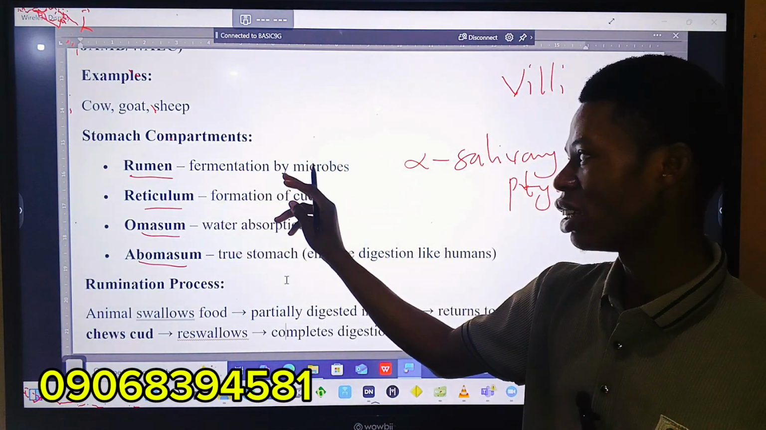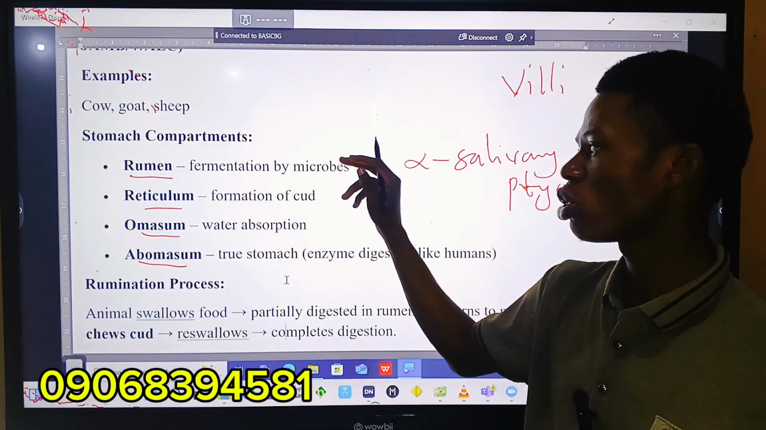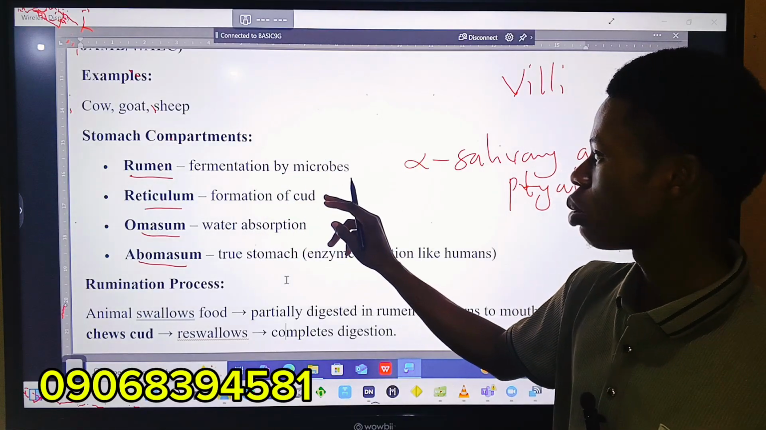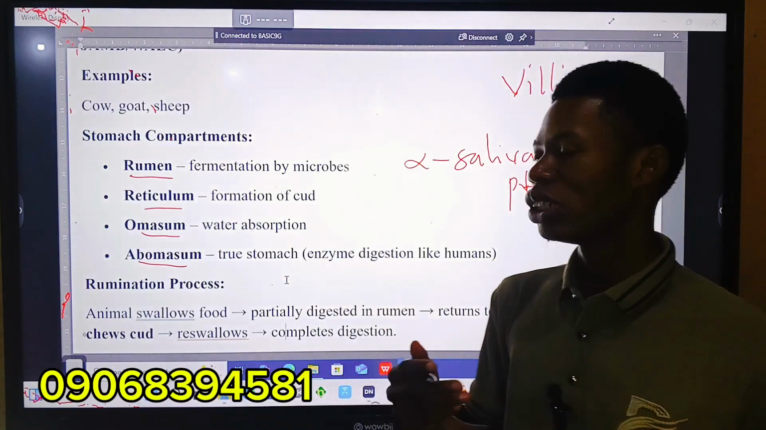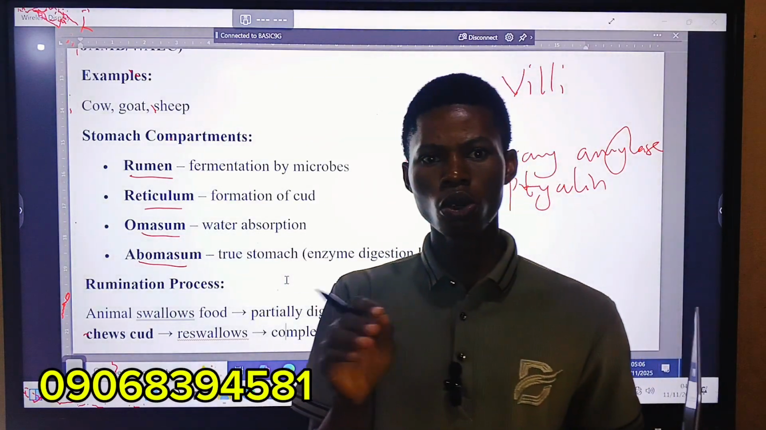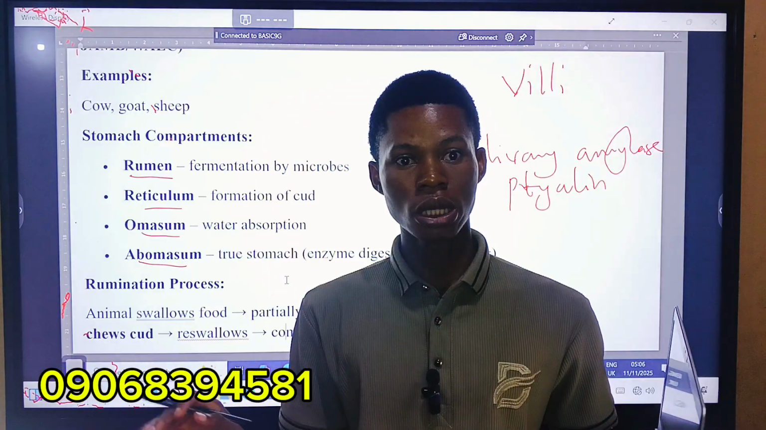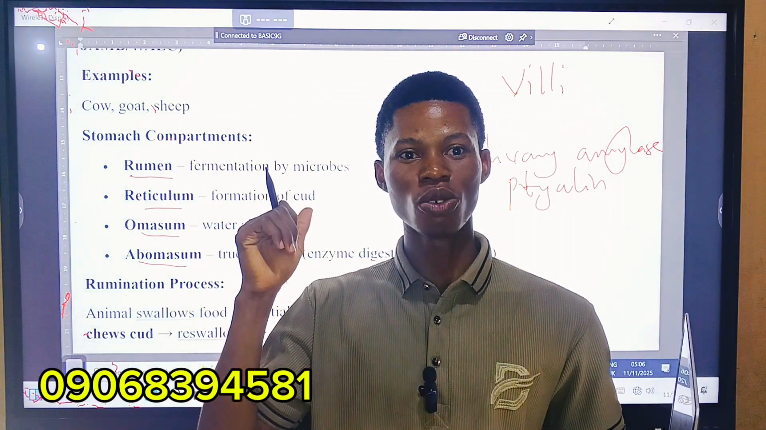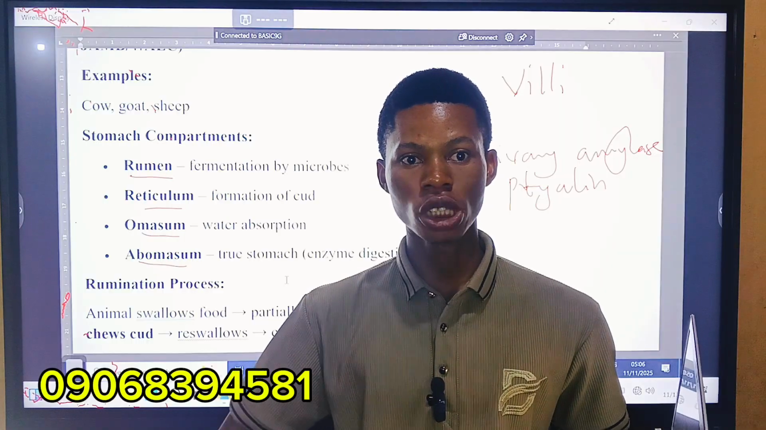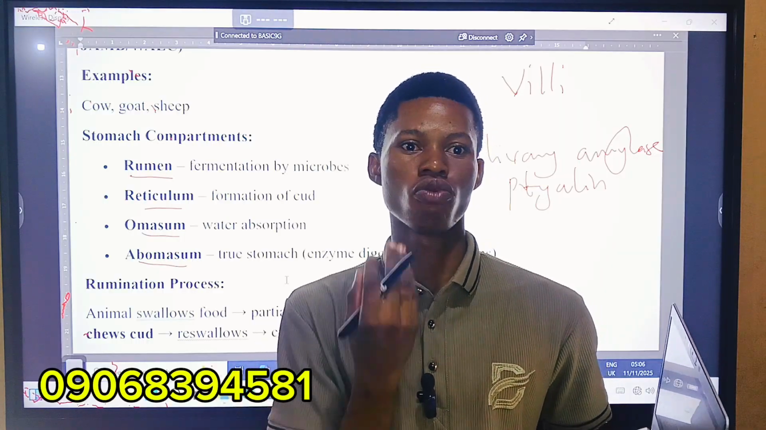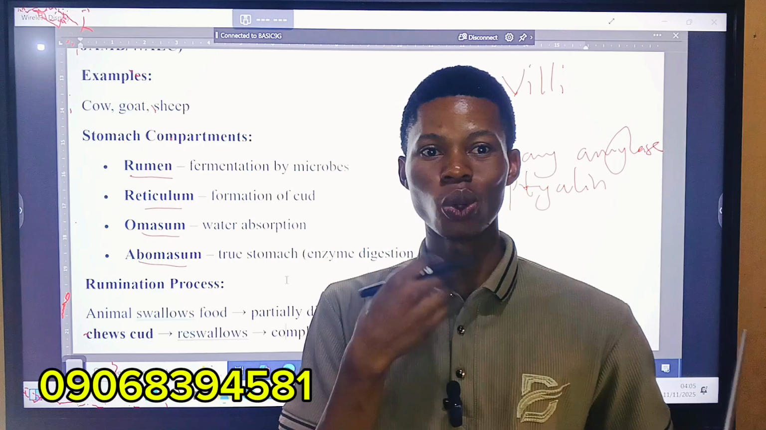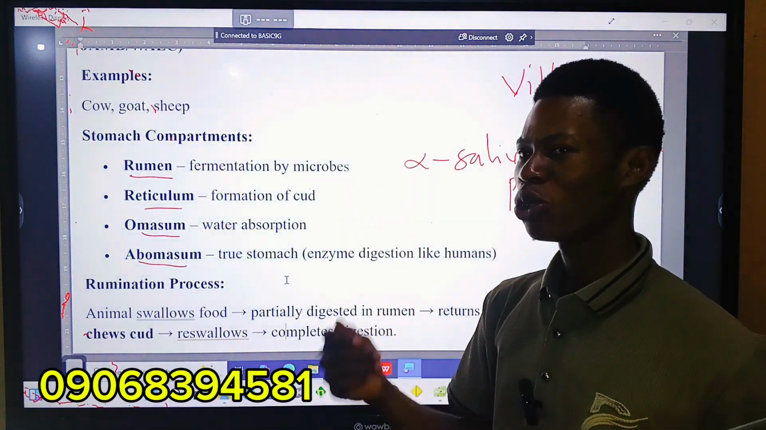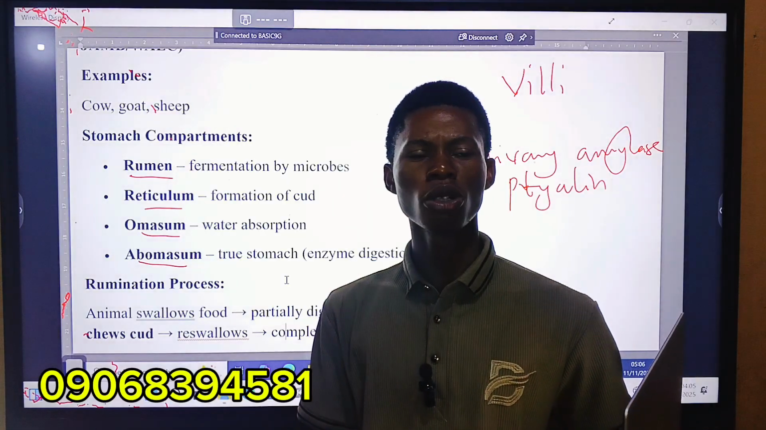In the rumen, there is fermentation by microbes, so microorganisms help in fermentation of food there. Then in the reticulum, there is chewing of cud. You can just imagine goats lying down, not eating, and bringing back what they ate some time ago and starting to chew. That's regurgitation, bringing back the food from the stomach into the mouth to rechew. That's regurgitation. And that's why if you are chewing your mouth, somebody will ask you, are you chewing cud?